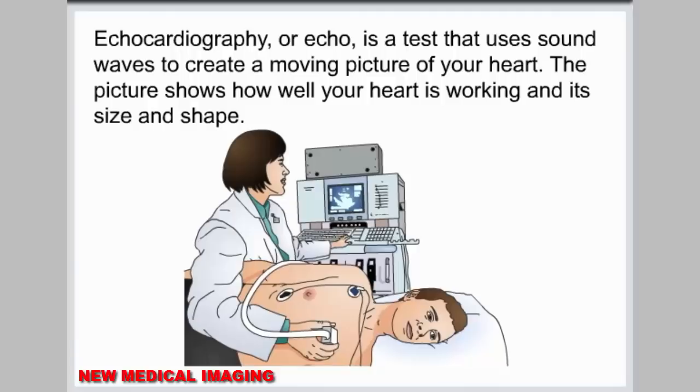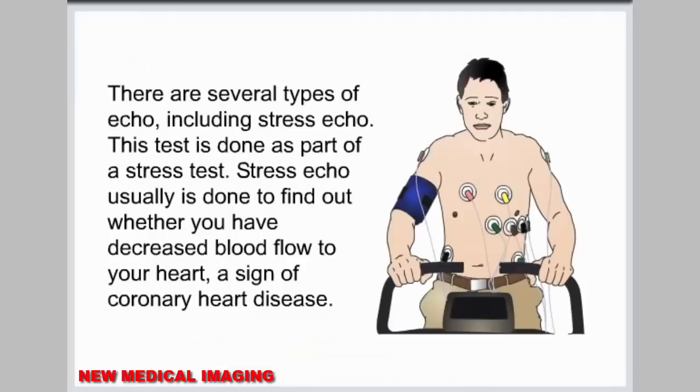Echocardiography, or echo, is a test that uses sound waves to create a moving picture of your heart. The picture shows how well your heart is working and its size and shape. There are several types of echo, including stress echo. This test is done as part of a stress test. Stress echo usually is done to find out whether you have decreased blood flow to your heart, a sign of coronary heart disease.